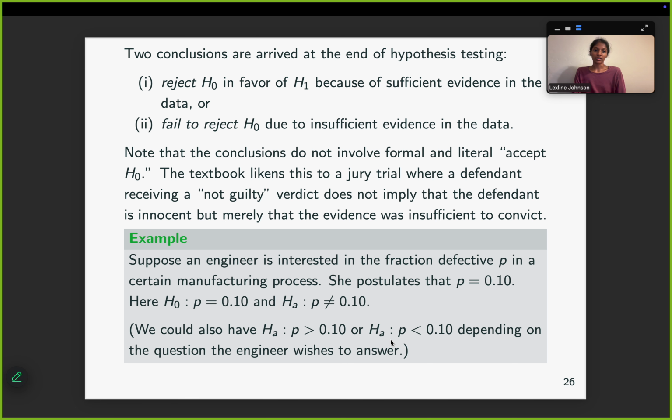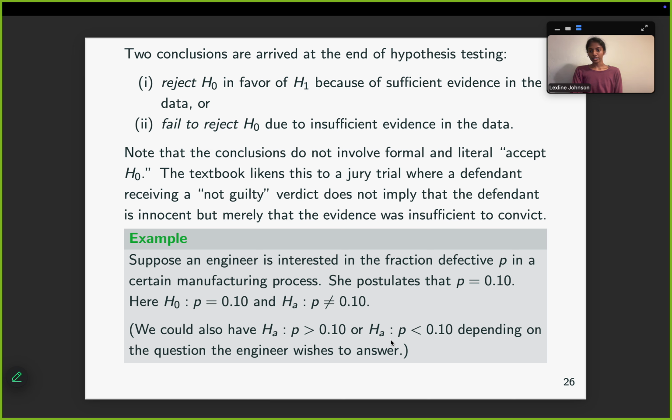So at the end of our hypothesis testing, we can either reject our null hypothesis in favor of our alternate hypothesis because we have sufficient evidence, or we can fail to reject our null hypothesis because we don't have enough evidence. And we will be only rejecting or failing to reject because we can't actually accept the hypothesis, since we're only disproving it or just not being able to disprove it, but it doesn't mean that we can accept it.